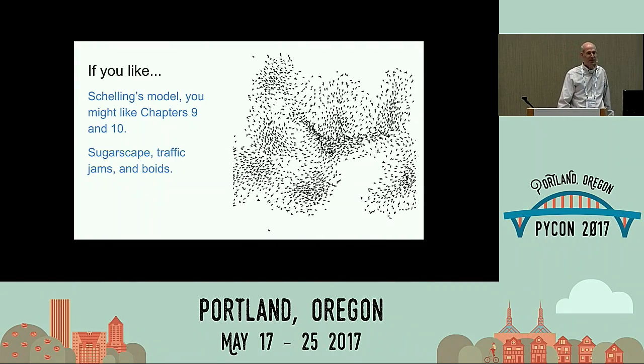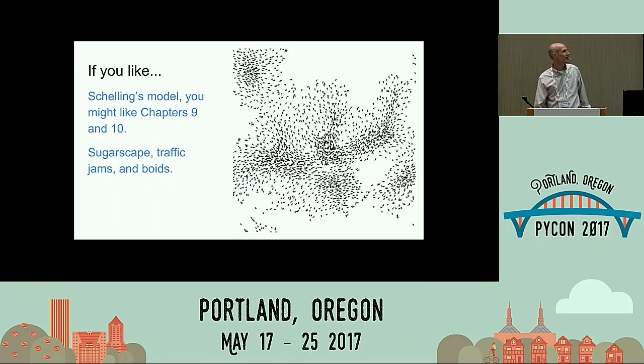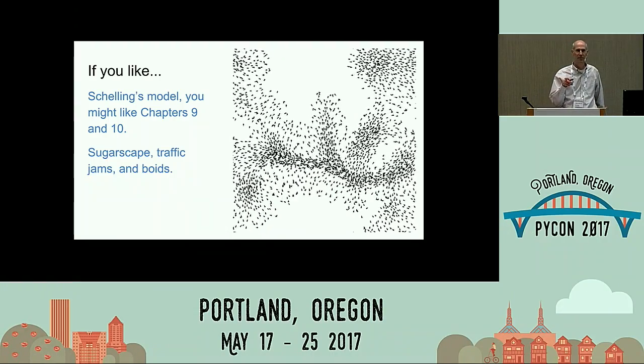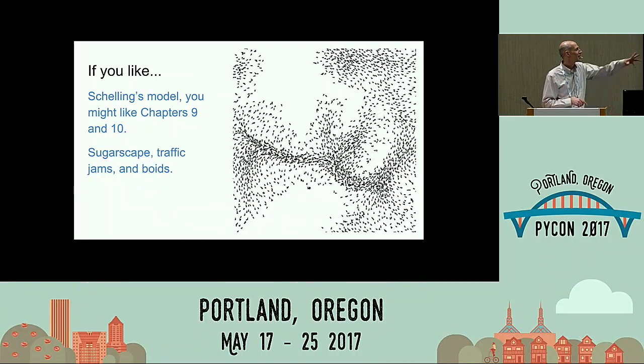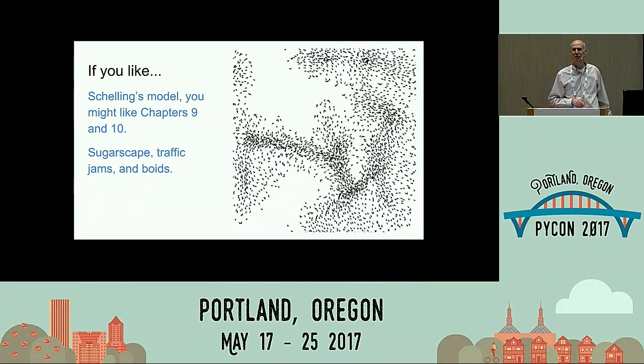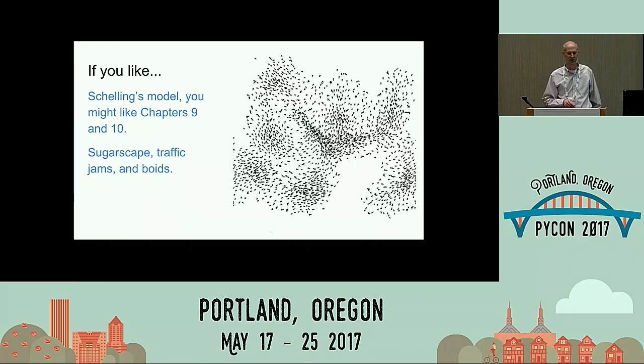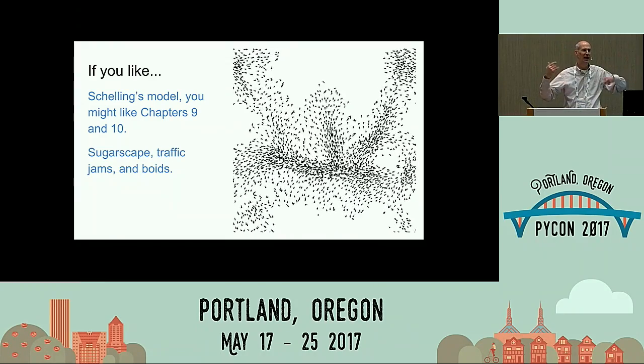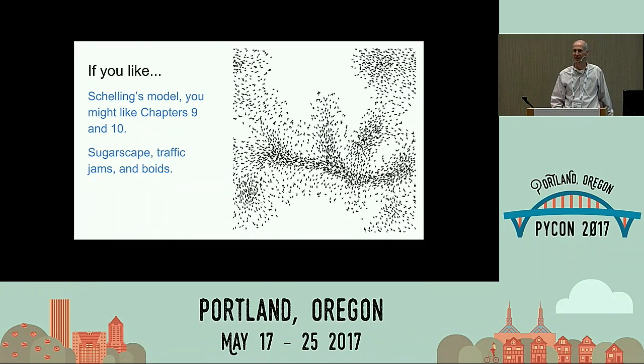If you like the agent-based models, Chapter 9 and 10 have more about that. You saw Sugarscape in Chapter 9 in that notebook. And then there are also things like agents that move around in 3 dimensions, like Boids. These are models that try to describe herds and flocks and schools of fish and things like that.